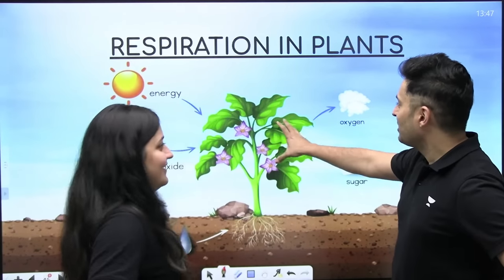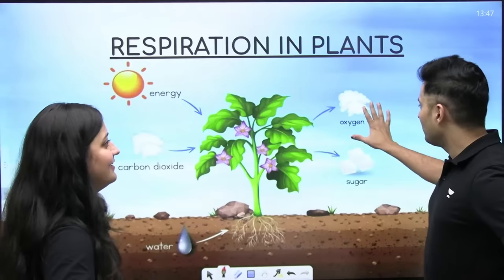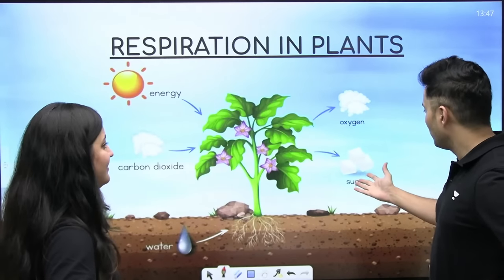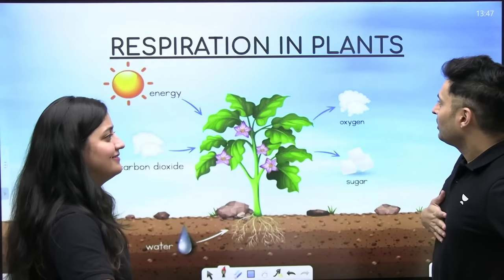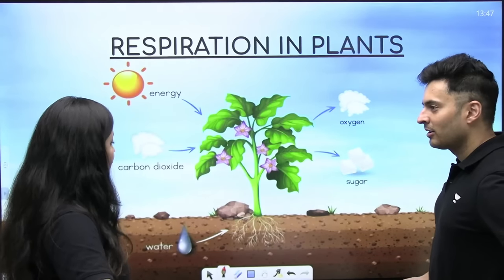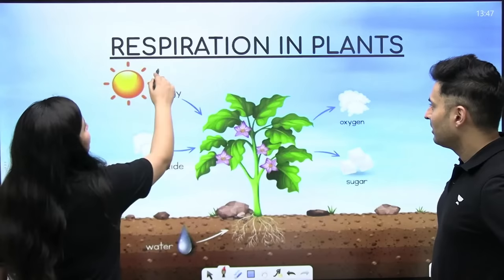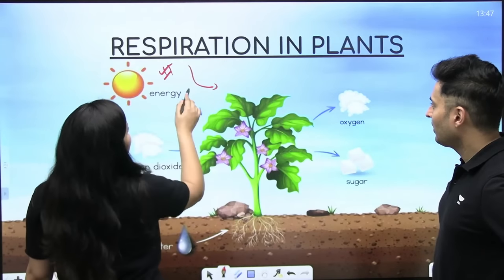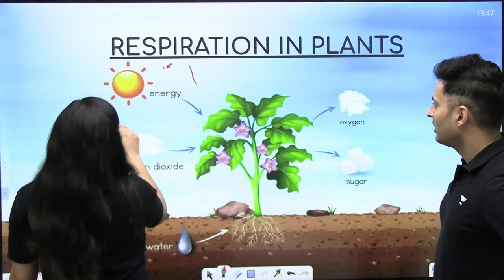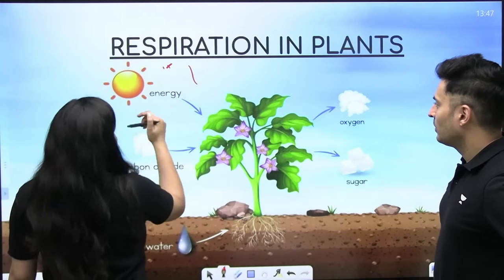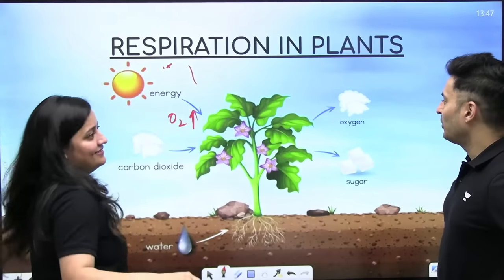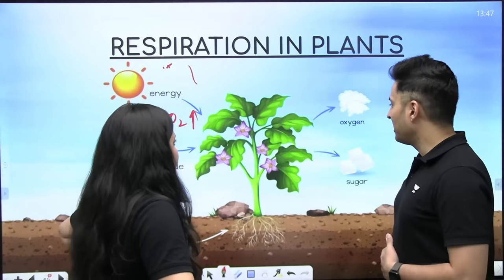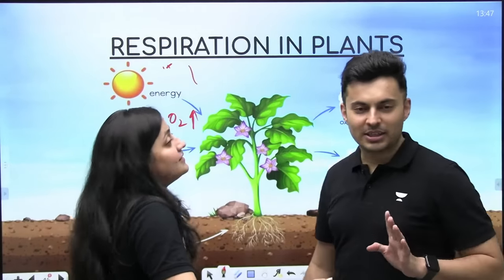I know this. Energy from the sun comes. Plants give us oxygen and they also give us sugar. But that is photosynthesis. It is not respiration. So, is this slide wrong? No, the slide is fine. See, in respiration, what is happening? Ultimately, the energy will be released.